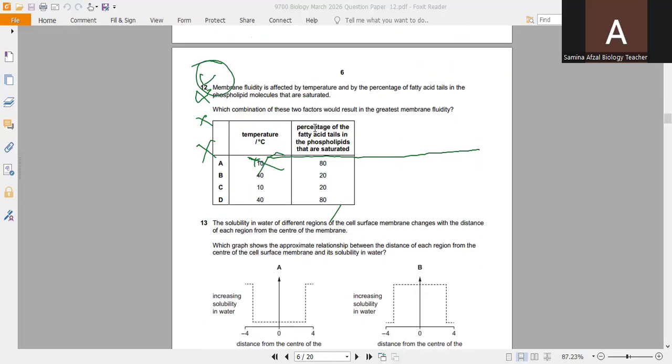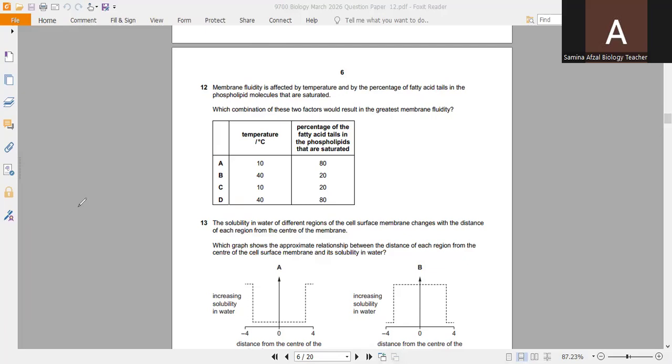Now move towards question number 12. And question number 12 is, membrane fluidity is affected by temperature and by the percentage of fatty acid tails in the phospholipid molecules that are saturated. Which combination of these two factors would result in the greatest membrane fluidity? So they have given us two columns, one for temperature, the other for percentage of fatty acid tails in the phospholipid that are saturated. So first of all, I would like to discuss the temperature.